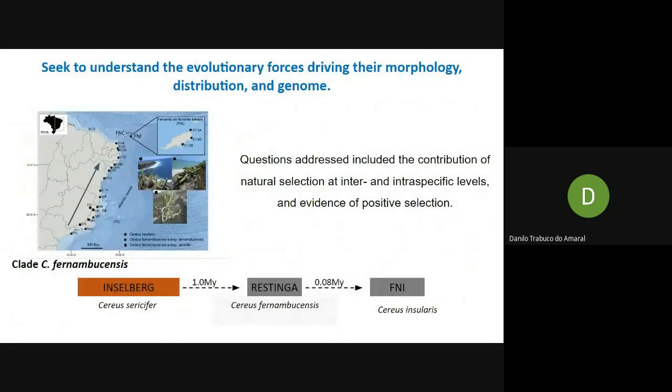So in this study, we seek to understand the evolutionary forces that drive their morphology, distribution, and genome. We try to address some questions, including the contribution of natural selection at the interspecific level, associated with possible evidence of positive selection. The species of the Cereus clade has a colonization distribution from south to north, becoming a very interesting widely distributed group, from inselberg areas around 1 million years ago, with a geographic extension from Restinga, and after that reaching Fernando de Noronha Island around 80,000 years ago.